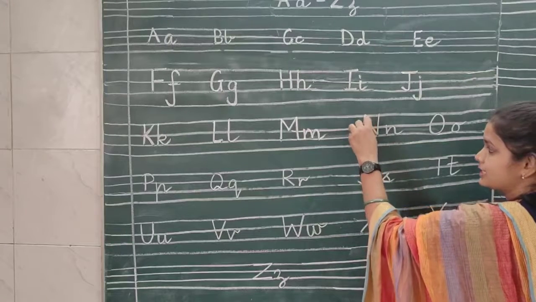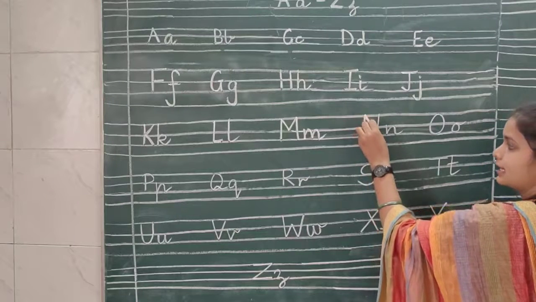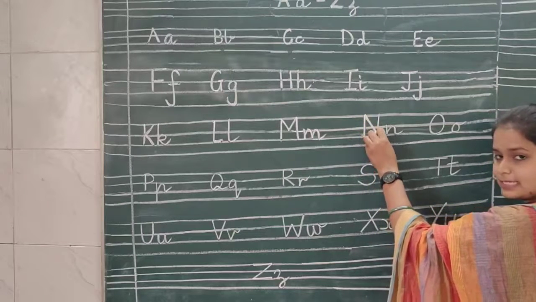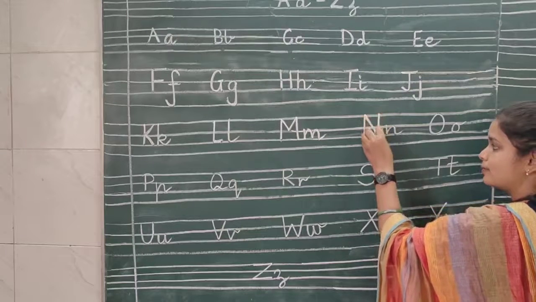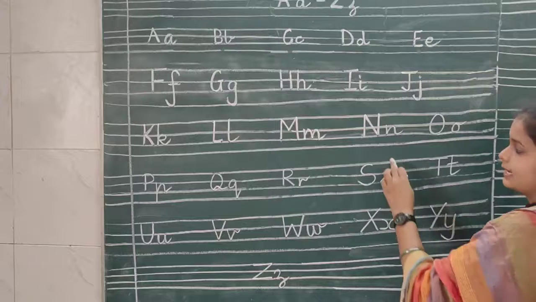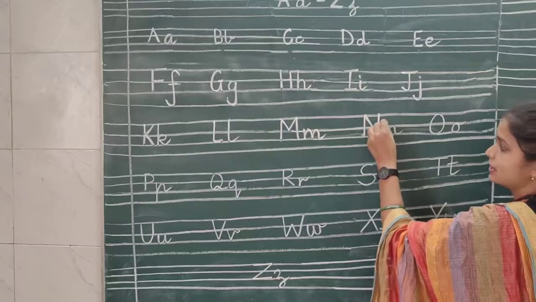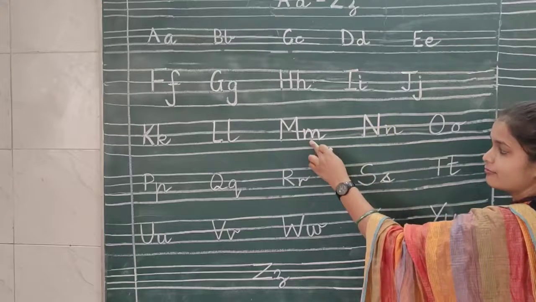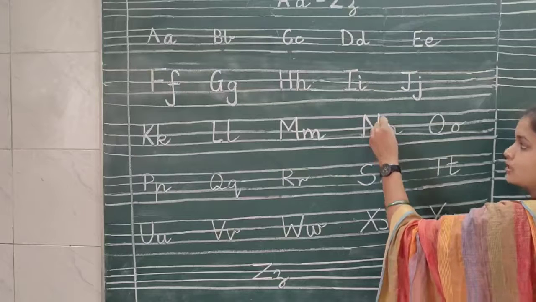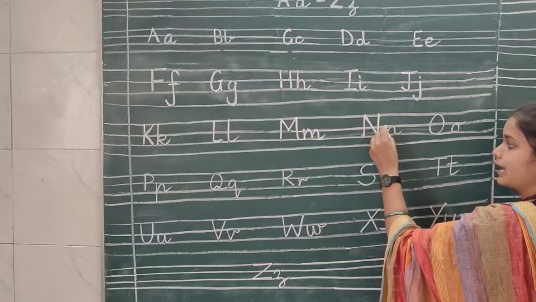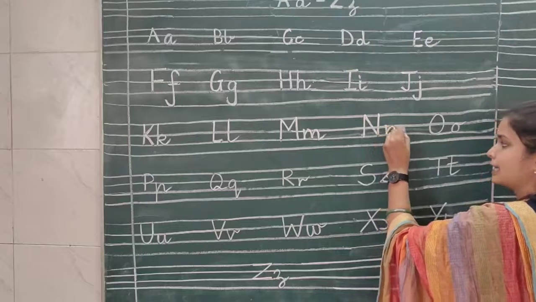Starting from the first line downwards, then a slant line again touching from the first line till here, and then again one line from top to bottom. This is capital N. Now coming to the small n, children, again as we have written M, in the same manner we will write N also. So, starting from the middle line, then up, round, down and a kick.